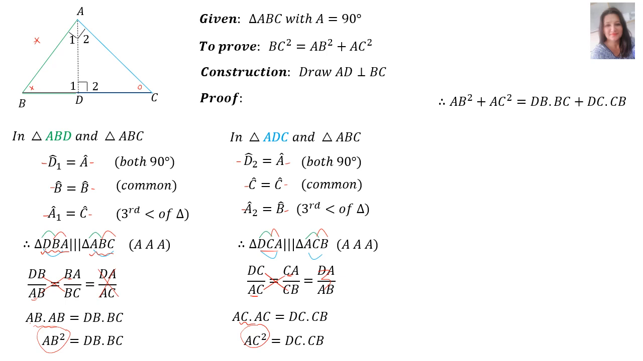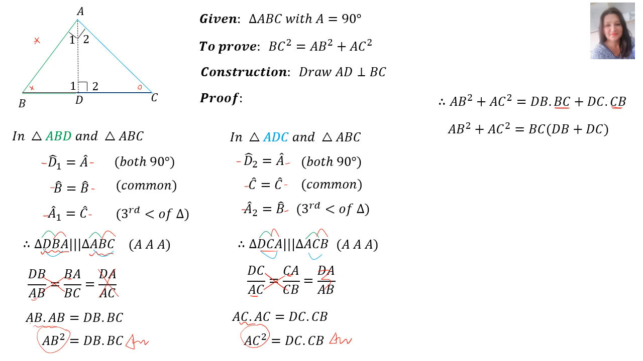So we say AB squared plus AC squared is equal to, and now the right hand side, the one that's left, is DB times BC plus DC times CB. Then we're halfway there. Now we can pull out BC. BC and CB is the same thing. We can pull that out as a common factor, and we're left with DB plus DC.